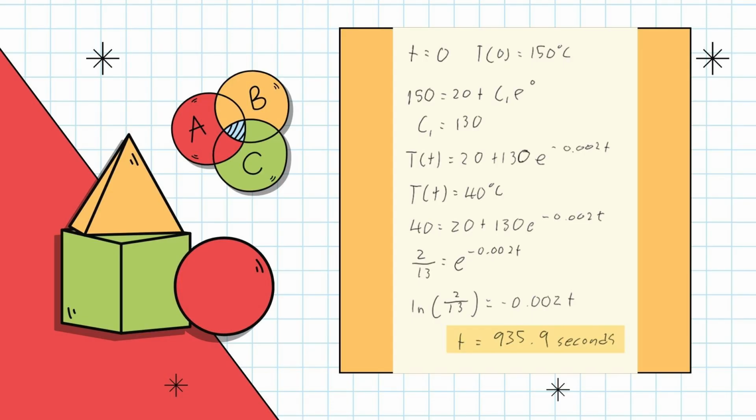For the next slide, we solve for our integration constant C1 using the initial condition that the temperature is 150 degrees Celsius at time 0. We get C1 equal to 130. This gives us the specific solution for this system, and we need to find how long it takes to cool down to 40 degrees Celsius. We substitute the temperature into the equation and our final time is 935.9 seconds.